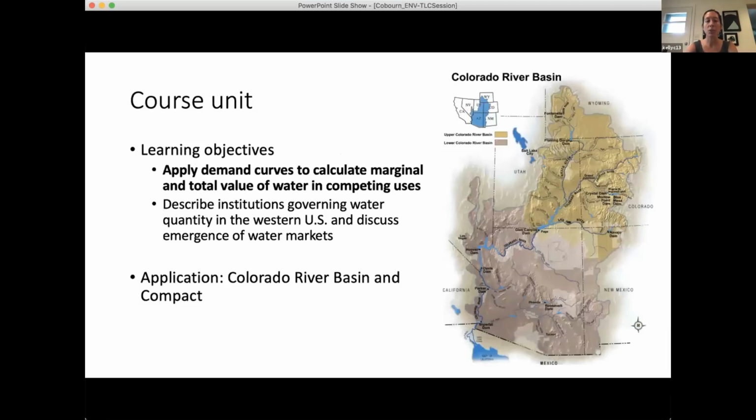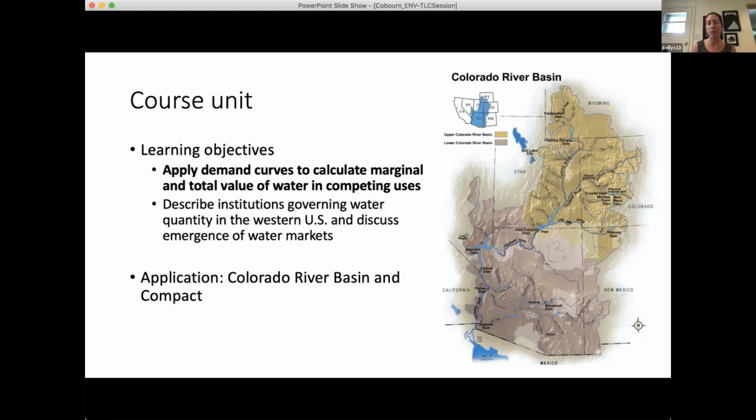So in this course unit, I have a couple of learning objectives. My first and foremost learning objective is to have the students apply demand curves to calculate marginal and total value of water in competing uses. They've all had introductory micro, but they have not really, I think, tended to think about how to use those tools for the types of natural resource management problems they're interested in. So the goal in this class unit is really to get them to start thinking about what the meaning is behind those calculations and how they can use them in their careers.